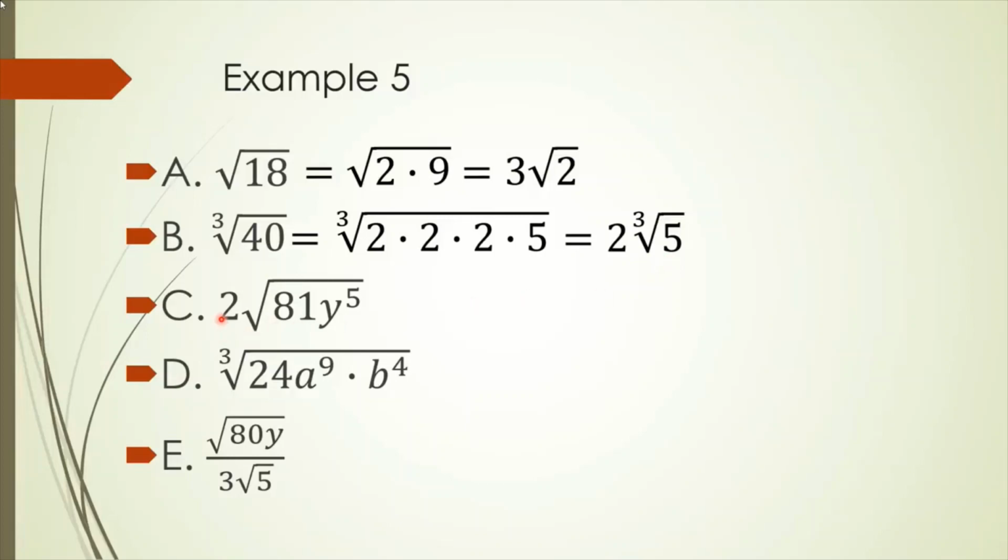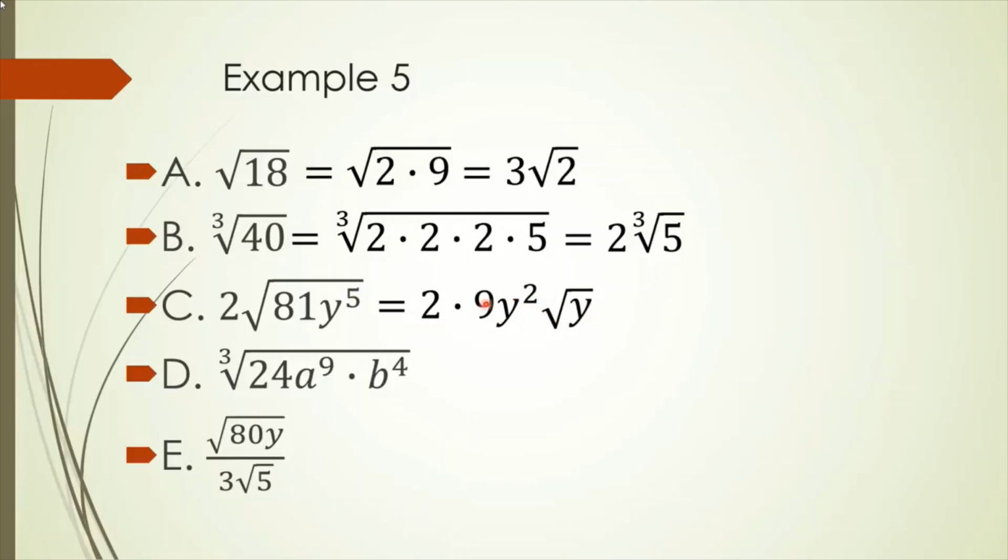Now let's look at letter C, which is 2 square root of 81 y to the 5th. So the square root of 81 is 9. The square root of y to the 5th, this would be 2 as an index, so you can divide. 2 goes into 5. You can only do this with exponents. So 2 goes into 5 twice with a remainder of 1.